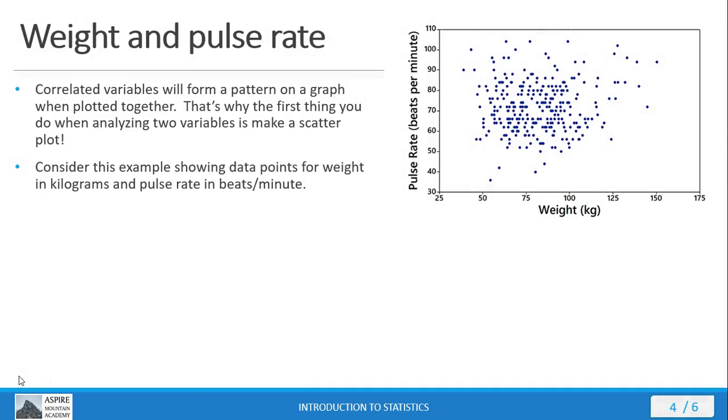Let's look at an example here to illustrate. Suppose we're investigating what relationship might exist between weight and pulse rate. So the first thing we do is look at a scatter plot. Now, correlated variables will form a pattern on your scatter plot. This is why the first thing you do when looking to evaluate correlation between two variables is make a scatter plot, because you can look at it and quickly assess whether you're seeing a pattern that would indicate a relationship.